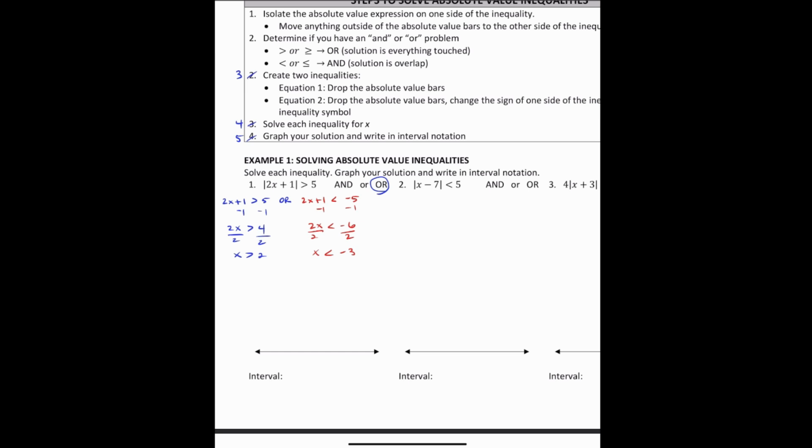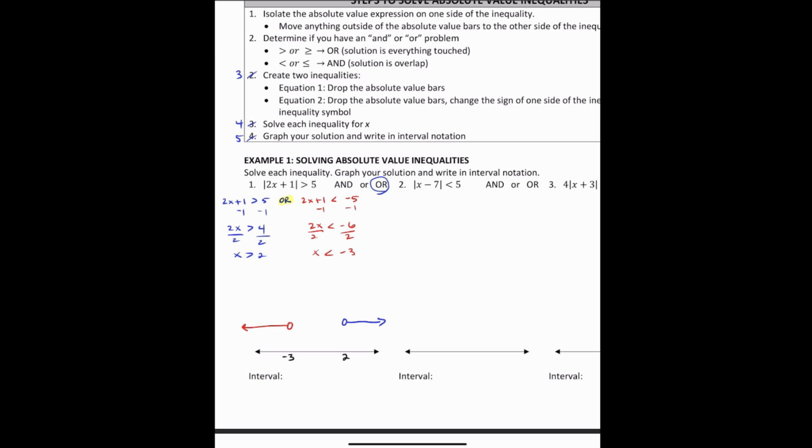So we have x is greater than 2. But first of all, let's go ahead and write -3 and 2 down here. Looking at x is greater than 2, it's a greater than symbol. We're going to have an open dot, and we're going to shade to the right. For x is less than -3, we have an open dot above -3, and we're going to shade to the left. And since we have an OR problem, it's talking about everything.